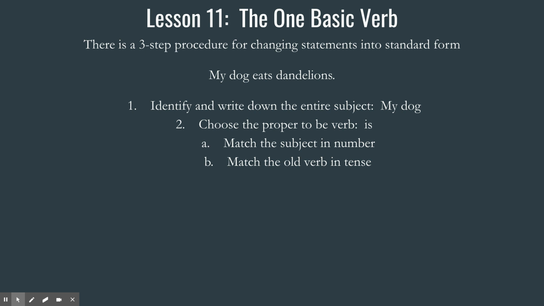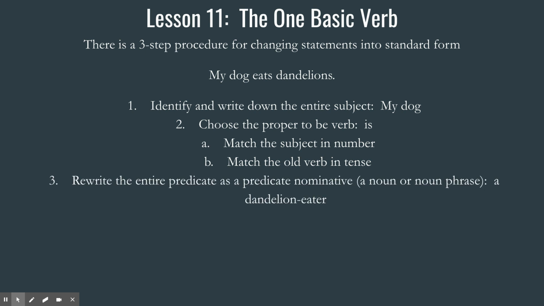and now here comes the weird part. It's going to take a while to get used to. Rewrite the entire predicate as a predicate nominative. Now, here's what you really need to keep in mind. Your sentences need to end in nouns. So how we're going to do that is we're going to take my dog eats dandelions. We're going to say my dog is a dandelion eater. So what I did is I took the verb eats and I made it into a noun, eater.